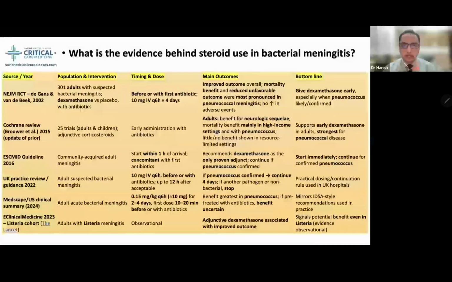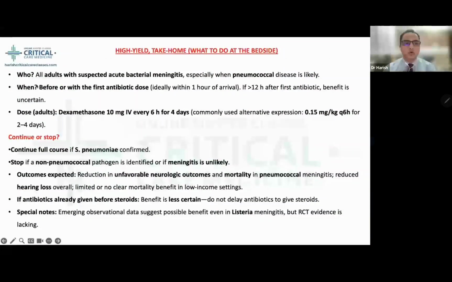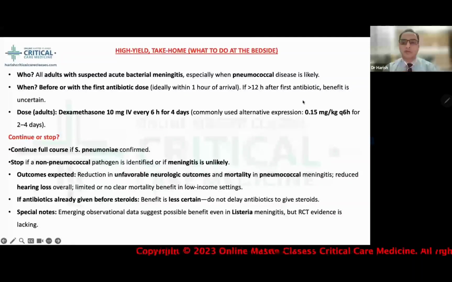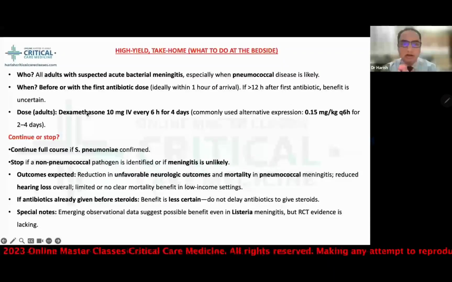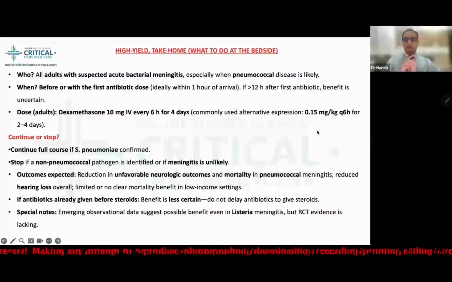So the take home on steroid is whom to give: all adults with suspected acute bacterial meningitis, especially when pneumococcal disease is likely. When to give: before or with the first dose of antibiotic, ideally within 1 hour of arrival. If more than 12 hours after first antibiotic, benefit is uncertain. Dose: 10 milligram IV adult dosage, 6 hourly for 4 days. A commonly used alternative expression of the dose is 0.15 milligram per kg 6 hourly for about 2 to 4 days.